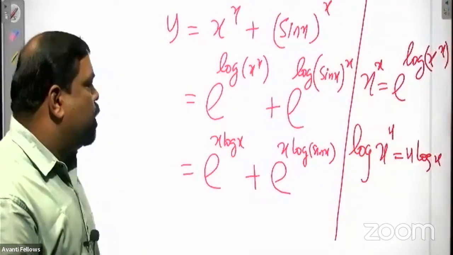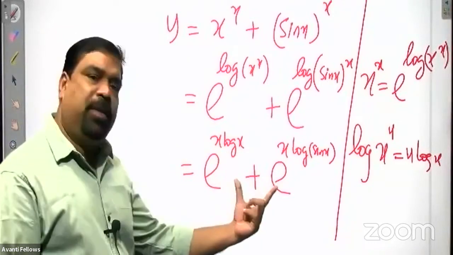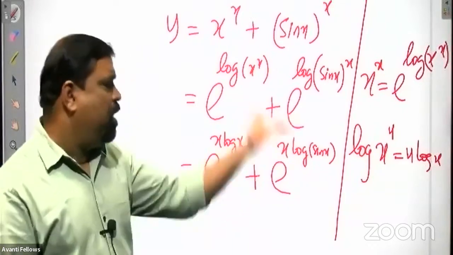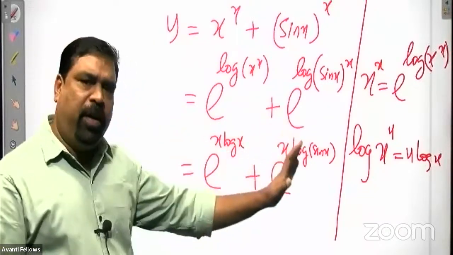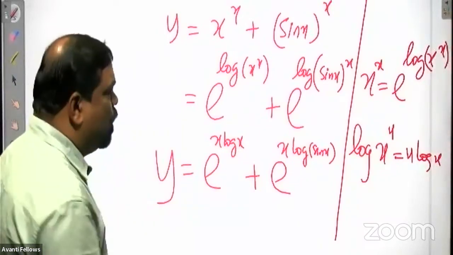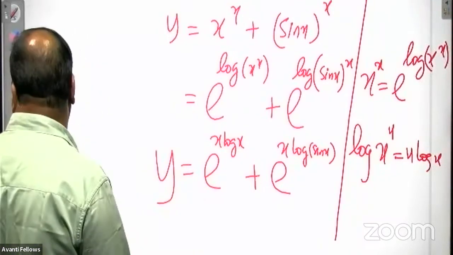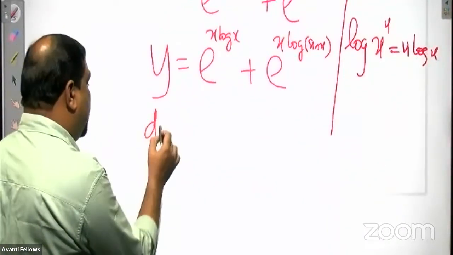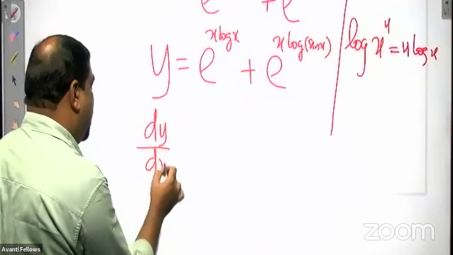So if you rewrite in this way, there is no need of taking u and v in that method. You can directly differentiate. Our y has been reduced in this way. Now we can differentiate as usual. What is dy by dx? Directly you can differentiate.